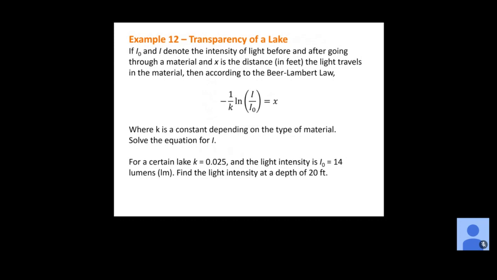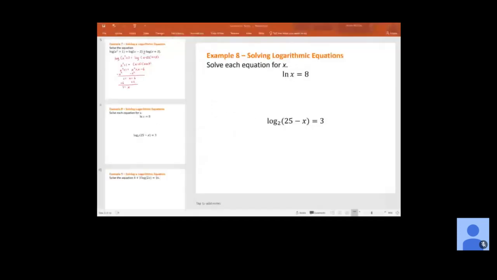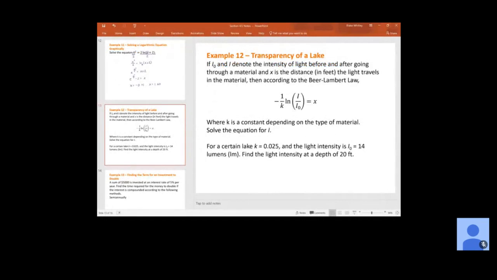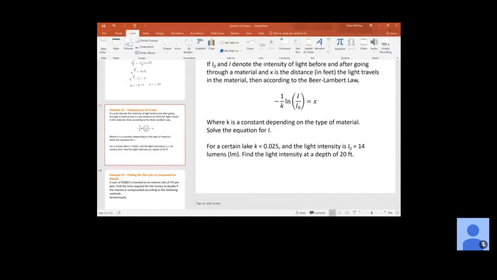It says we want to solve the equation for I, and then once we've done that, we're going to use the values in the bottom part to actually find our light intensity at a depth of 20 feet. Okay, so if I want to take that formula and solve for I, what would we need to do first? Okay, good. So we want to move the negative 1 over k to the other side. Let me put in just a blank slide right here, and I'm going to copy that equation.